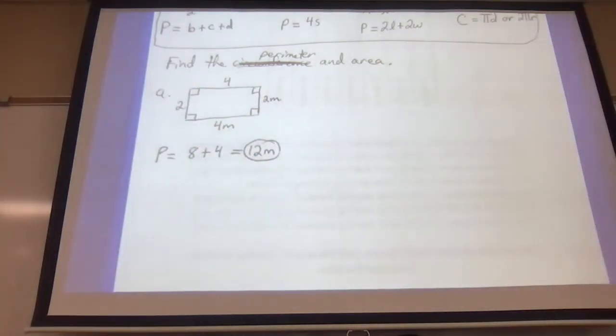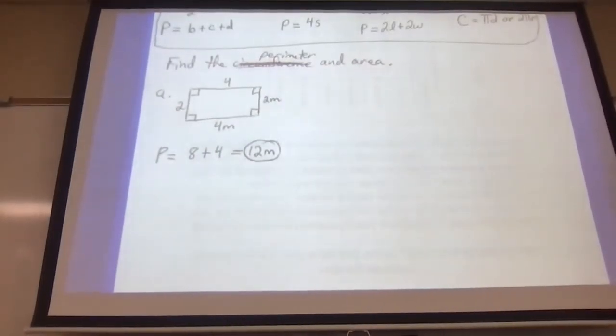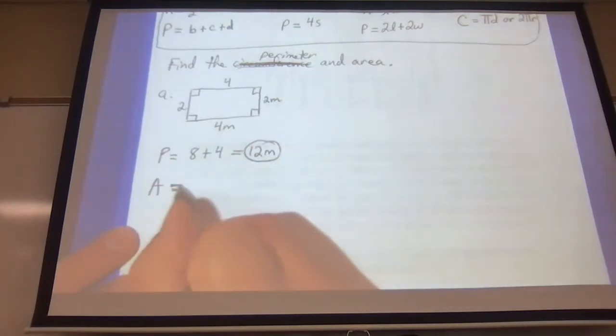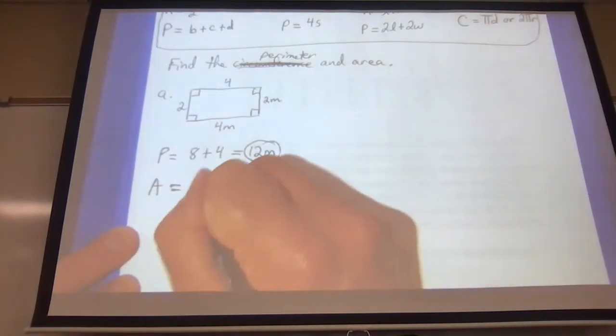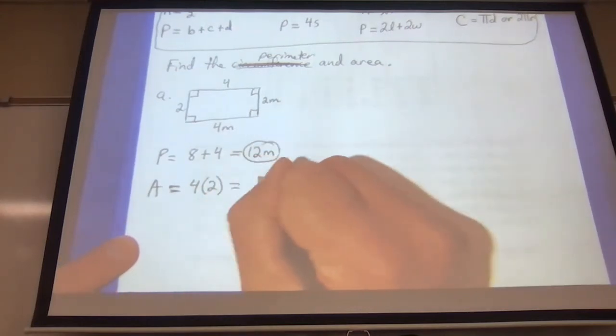So if you want to use the formula 2 times the length plus 2 times the width, you can do that. Or you can just add up all 4 sides to get 12. Either way, it's going to work there. To get the area, we're going to take length times width. Your length on this one is 4. The width is 2. 4 times 2 is 8.